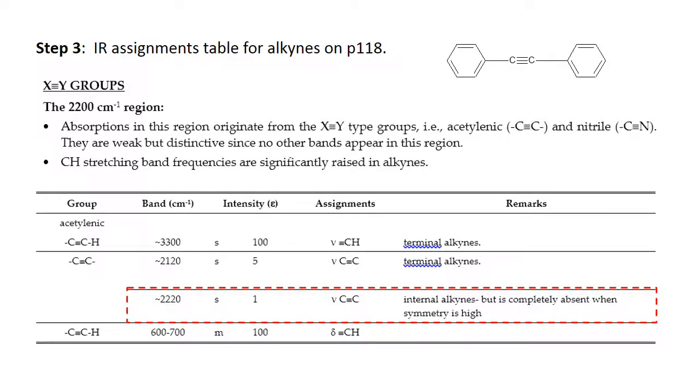Step 3 is we're going to look at the assignments table for alkynes, and that's on page 118. And again, the only thing that applies to us is the carbon-to-carbon stretch of an internal alkyne at about 2220. Unfortunately, this is very small or perhaps completely absent when the symmetry of the molecule is high. This molecule is completely symmetrical around this center line, like mirror images. And so we see little, if any, absorption in that range. Little evidence, if any, for an internal alkyne.